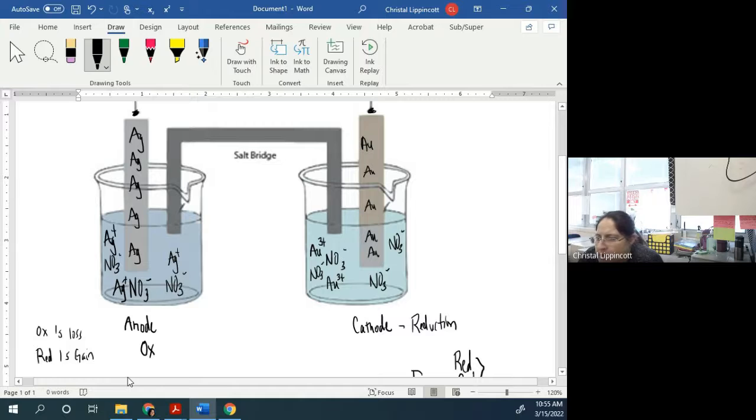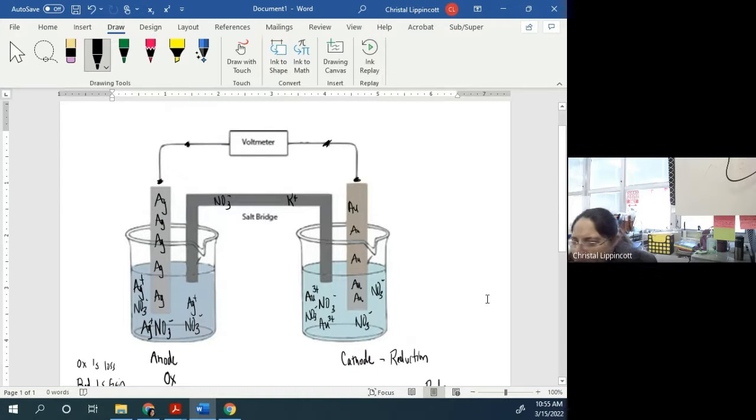This is called a salt bridge. And what they had in their salt bridge was potassium and nitrate. Okay. Now, this is how the battery is going to operate.